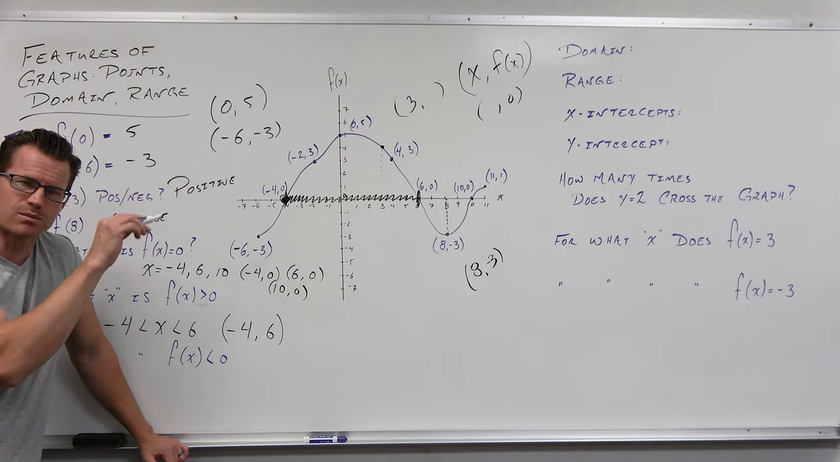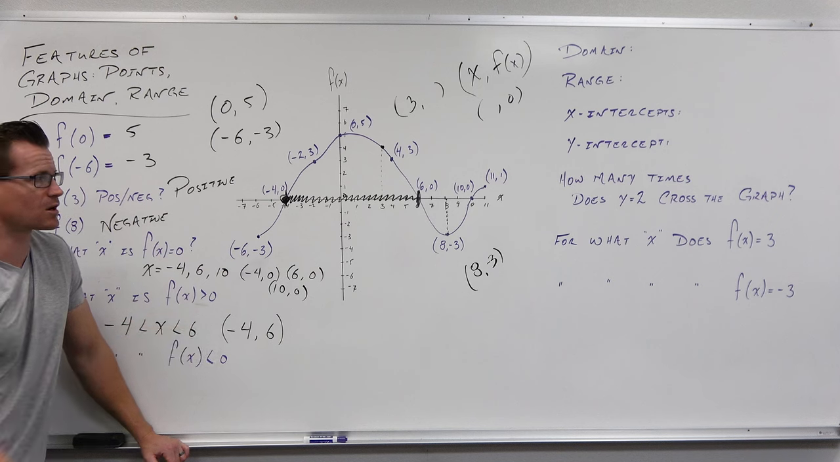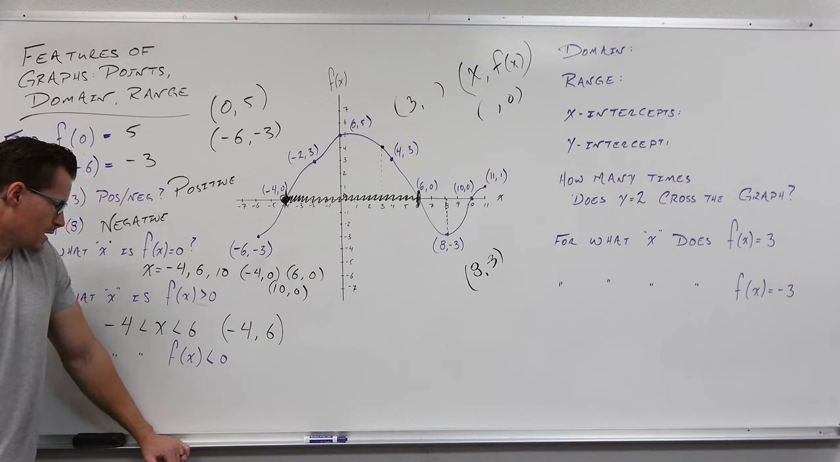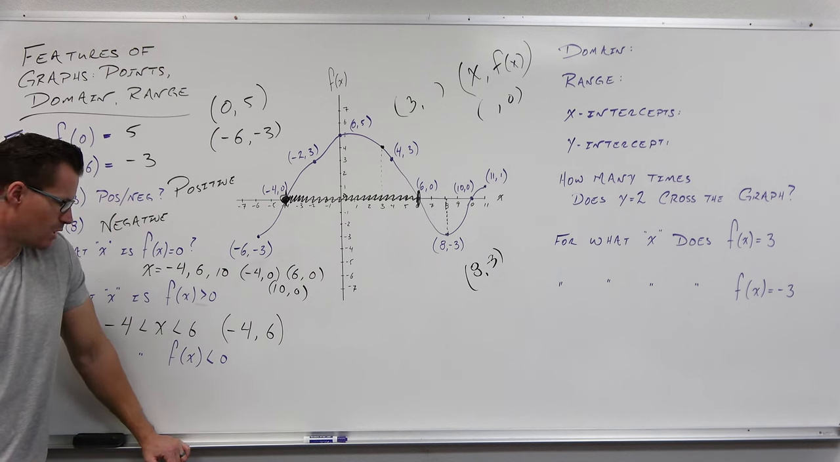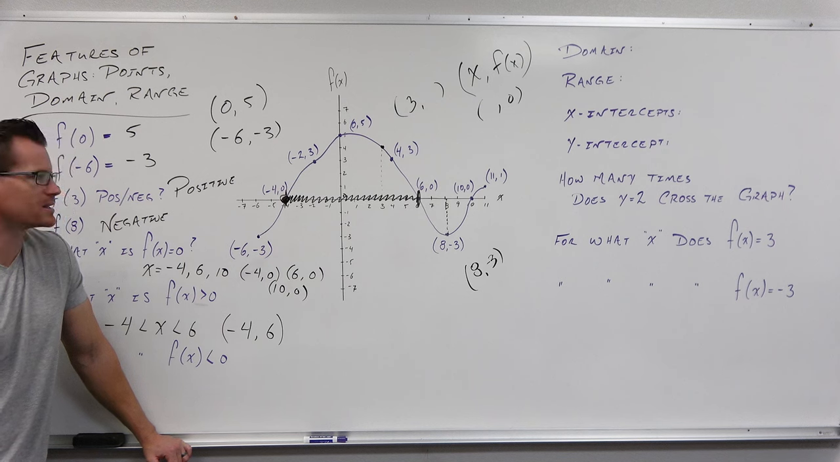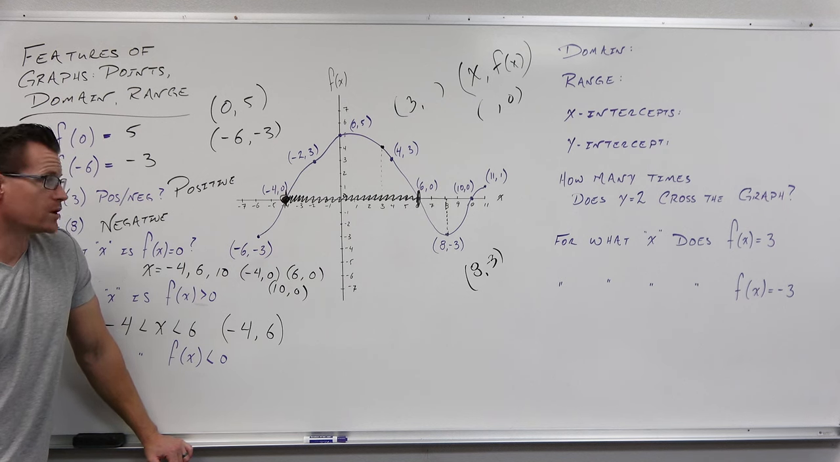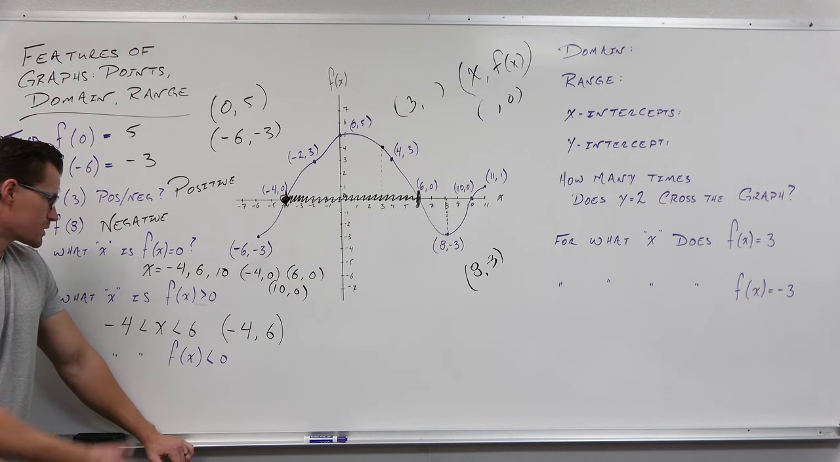To include them, we use a bracket. And I'll show you that when we talk about the domain. Okay, how about you should try this right now. What about the function? Where is the function less than 0? Oh, you know what? I missed one. Sorry. Where's the function greater than 0?